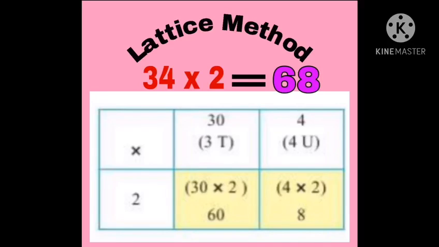First you have to draw a box, and in the first box you have to write the multiply sign. Then you have to split the numbers. Which number do you have to split? You have to split the number 34. So it will be 30 plus 4 as shown in the picture.